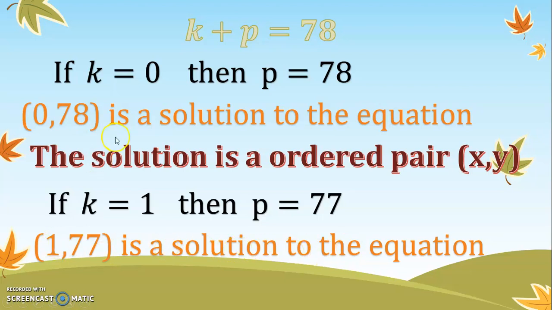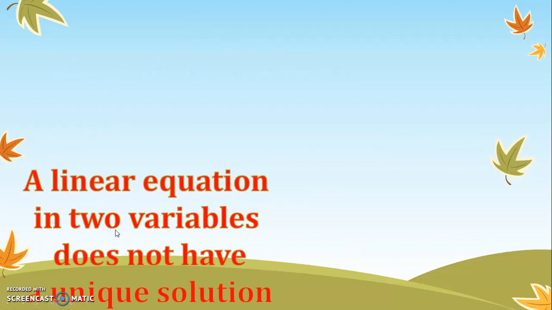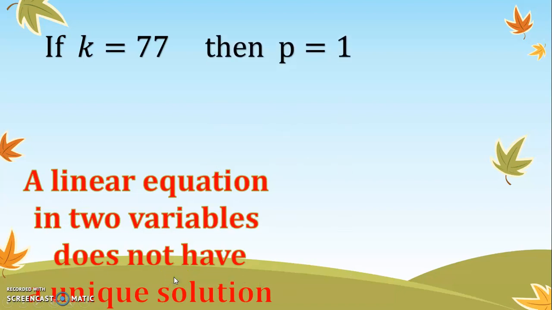So Virat Kohli might have made 1 run and Hardik Pandya might have made 77 runs. We don't know. All we know is together they have made 78 runs. And in this case, this is also true. So 1 comma 77 is also a solution to the equation. So a linear equation in two variables does not have a unique solution, unlike the linear equation in one variable.